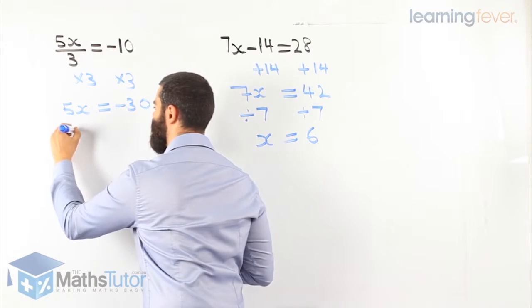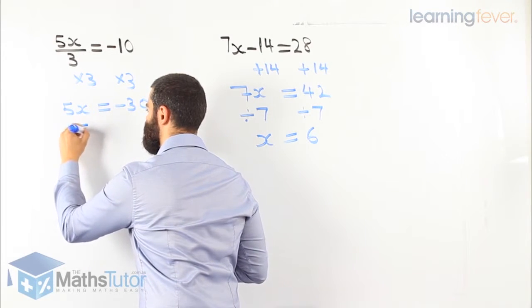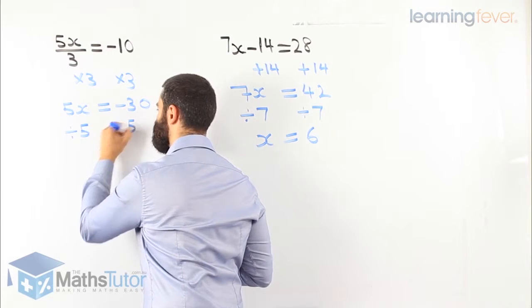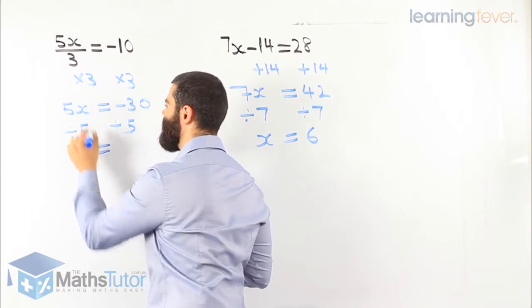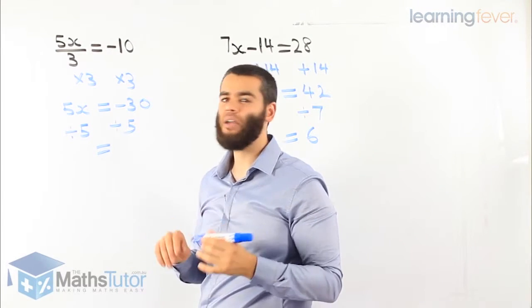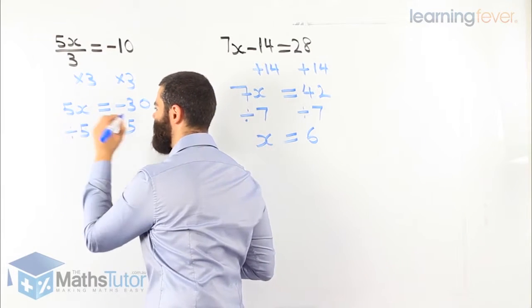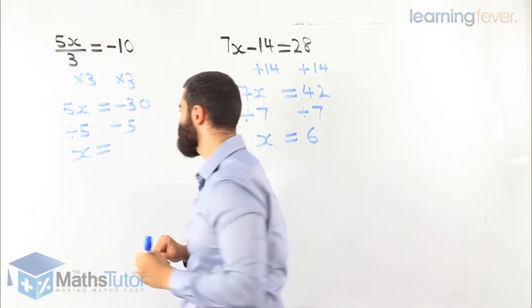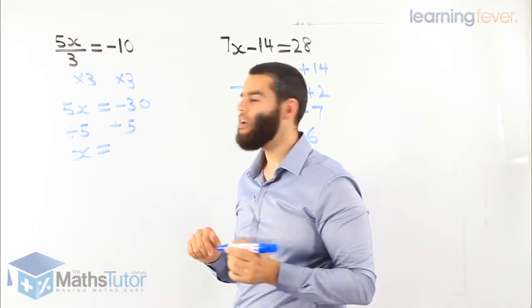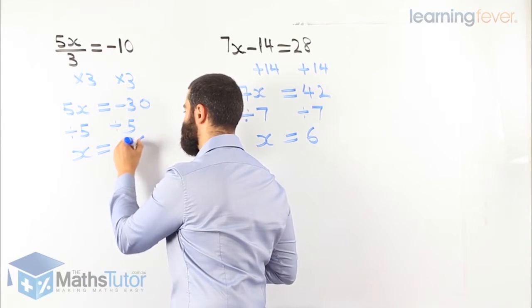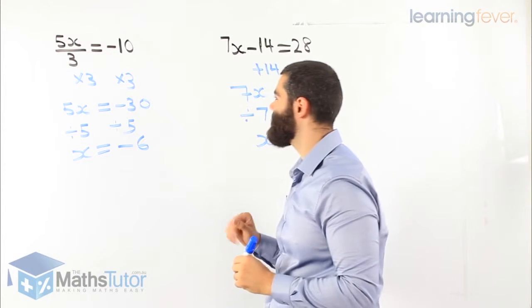Now we just divide the 5. We know 5x is 5 times x. The opposite of times is divide. Divide by 5, divide by 5. 5 divided by 5, we're left with the 1x. And negative 30 divided by 5, negative 6 is our answer.